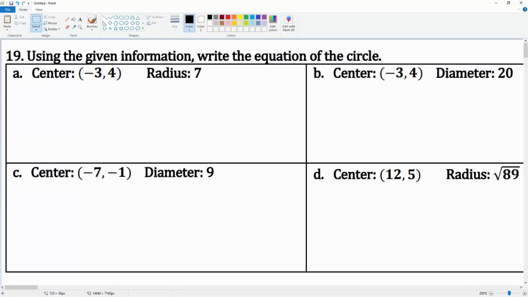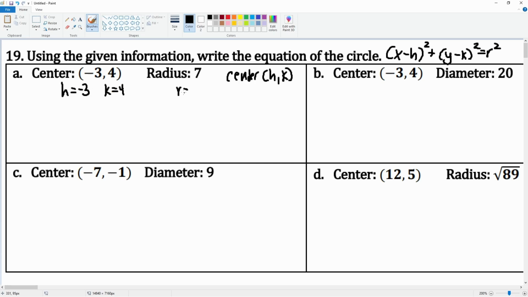All right, we have question 19 here. We want to write the equation of the circle here. Please understand that the equation is, again, (x - h)^2 + (y - k)^2 = r^2. Here we can find the center first. Then again, please remember that the center is referred to as (h, k). So h here is -3, k here is 4, the radius here is 7.